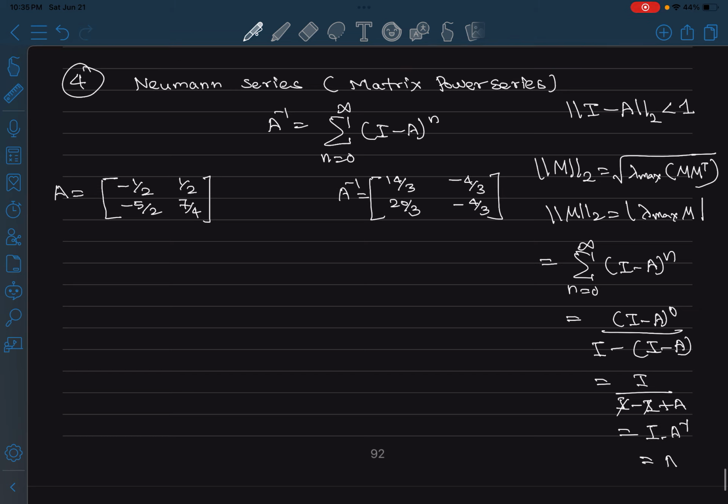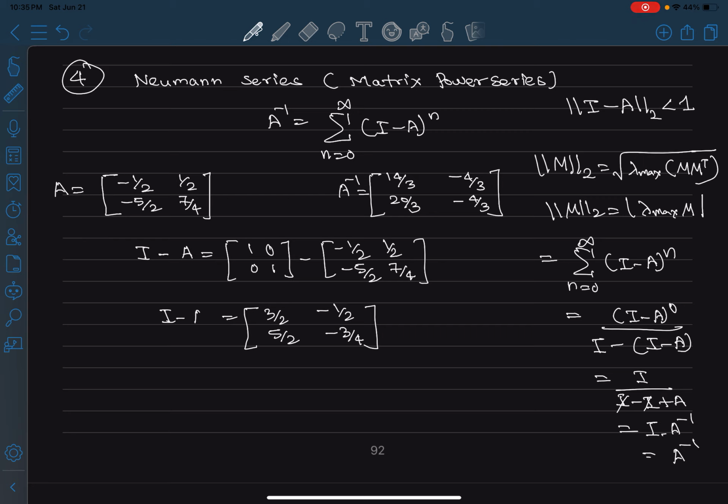Now let's do that. I have already done it for you. I can actually do this right now: I minus A is the matrix 1 0 0 1 minus the matrix of A, with entries negative half, negative 5 over 2, 7 over 4. If you do the calculations, this turns out to be 3 over 2, minus half, 5 over 2, negative 3 over 4.